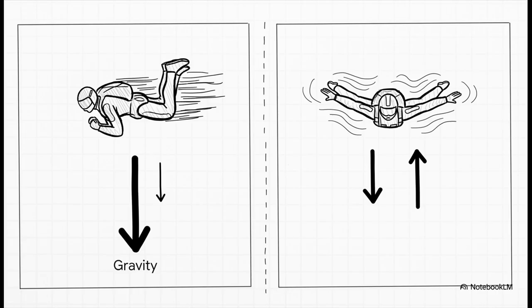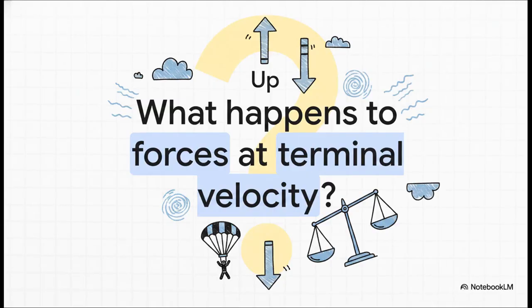But eventually, as they fall faster, the air resistance pushing back up against them increases until they hit a point where they reach a constant speed. This is known as terminal velocity. They completely stop accelerating, even though they are still plummeting toward the Earth at an absolutely incredible speed. So, based on everything we've covered today regarding equilibrium and moving objects, ponder this for a second. What must be true about the forces acting on the skydiver at terminal velocity?